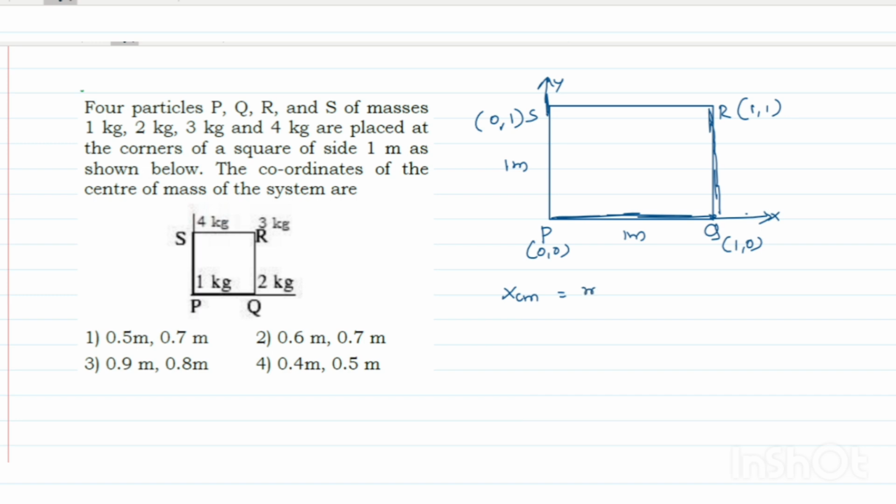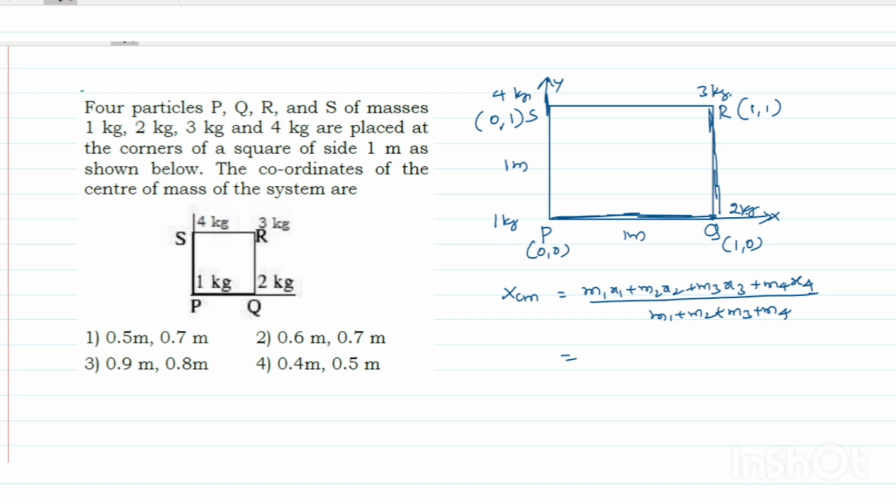So for a 4 particle system, the position of center of mass will be M1 x1 plus M2 x2 plus M3 x3 plus M4 x4, by M1 plus M2 plus M3 plus M4. Here you can take all the masses: P is 1 kg mass, Q is 2 kg mass, R is 3 kg mass, and S is 4 kg mass.